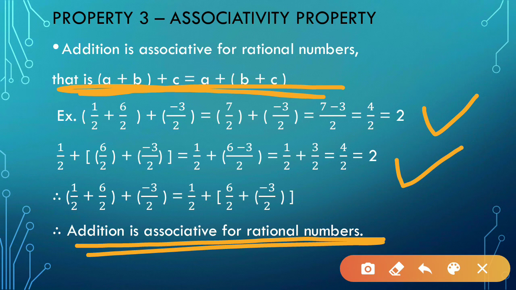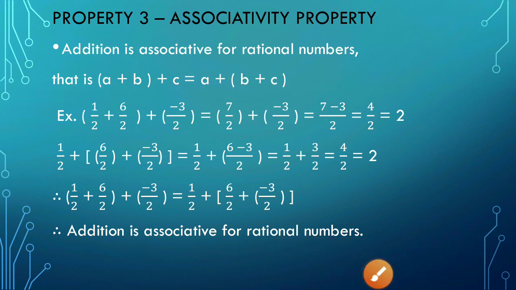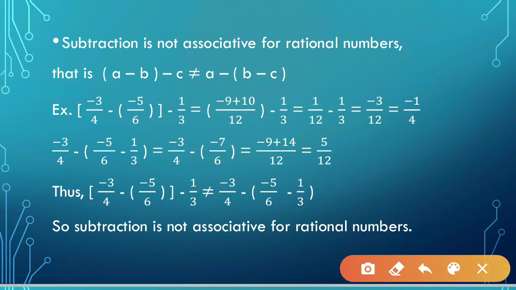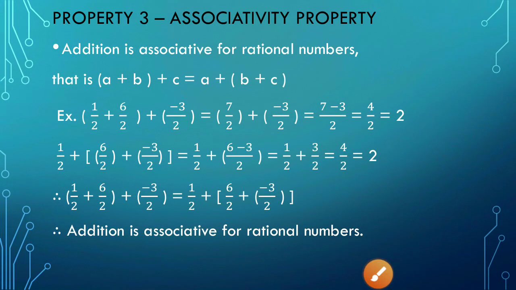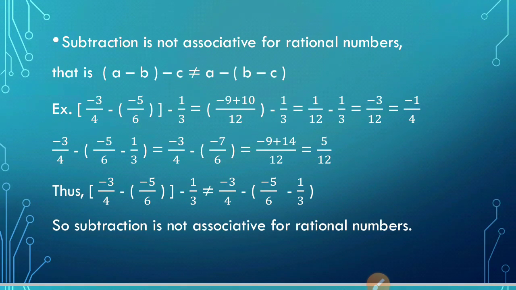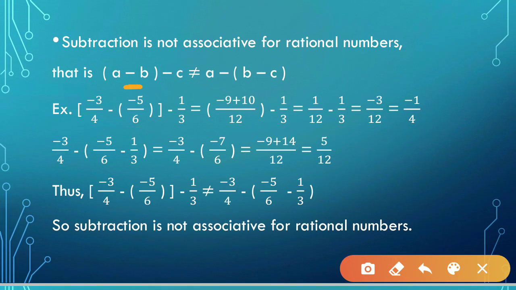Students, I am telling you again, learn all the necessary conditions of the property because it is very useful in our exercise. So this is for addition. Now let's see subtraction. Subtraction is not associative for rational numbers. The condition is the same, but where the previous one had a plus sign, here in subtraction it will be a minus sign.